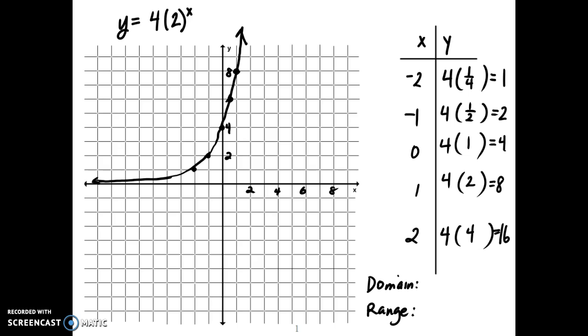And then I write the domain. So the domain for an exponential function is always all real numbers. And the range, because the horizontal asymptote is the x-axis, would be all the numbers y that are greater than 0, not equal to it, because it'll never be 0. It'll get very close, but it'll never become 0. And this is the graph of y equals 4 times 2 to the x power.